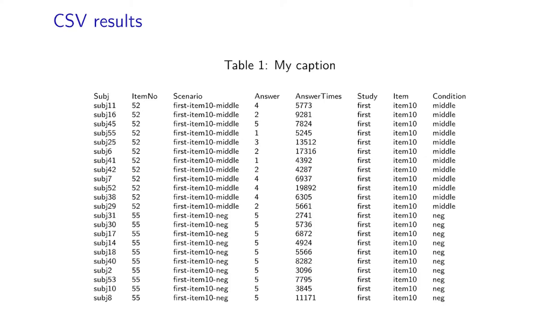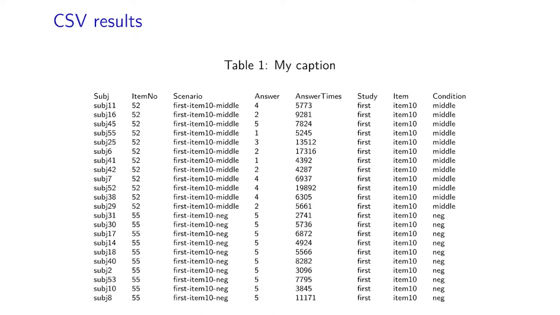Then what you obtain from IBEX is results which look like this. Here this is already cleaned up, because from IBEX you get a lot of information you don't need, about the browser they used and the IP address they used and stuff like that. When you clean it, you have linguistically relevant results. So for these 60 subjects, we had something like 3,600 rows of answers.